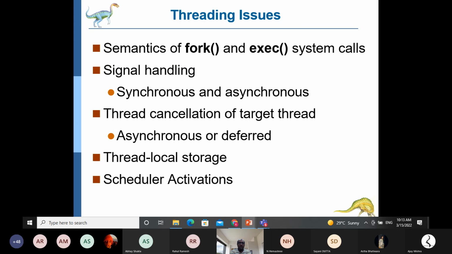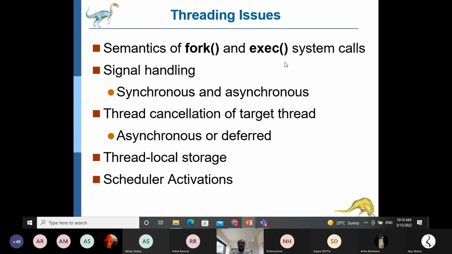Then, when you are executing a multi-threaded process, you come across certain issues that need to be resolved. You had to think about how these were implemented in the case of a process, and if the process is converted to a multi-threaded process, how these issues can be carried out or addressed. So these are some of the issues that we are going to discuss here.